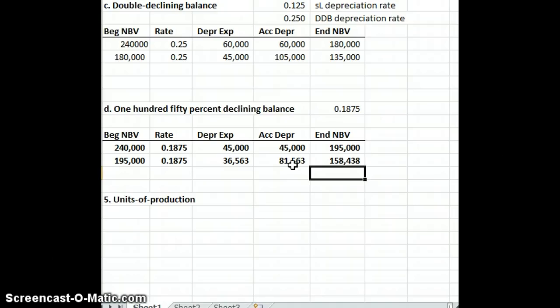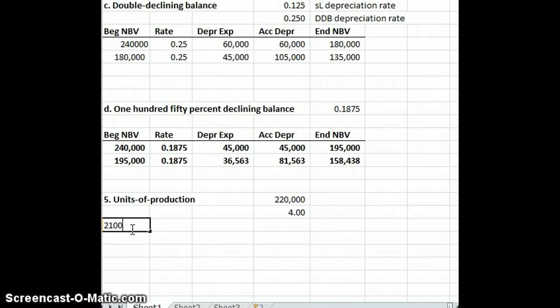158,438. Finally we're going to look at units of production, and units of production works really the same as straight line. So what we're going to do is take our amount to be depreciated, so 240,000 minus 20,000. So that's our amount to be depreciated. Next, we need to figure out how much we're going to depreciate per unit. So we have 220,000 amount to be depreciated. Instead of years, we're going to use units for its expected useful life. So we had an estimated useful life of 55,000 units. So our rate that we are going to depreciate is $4 per unit.